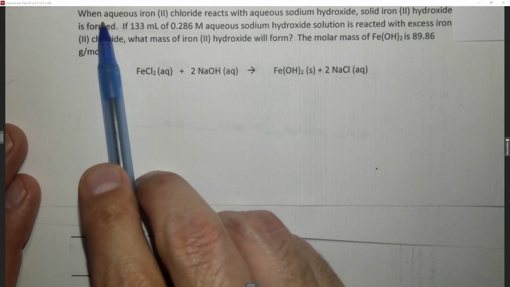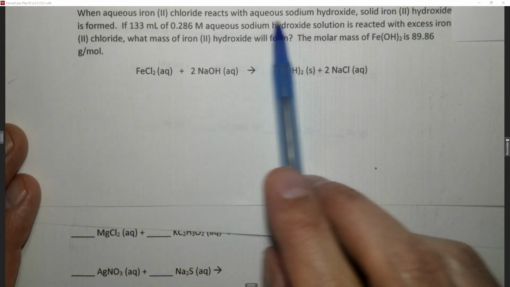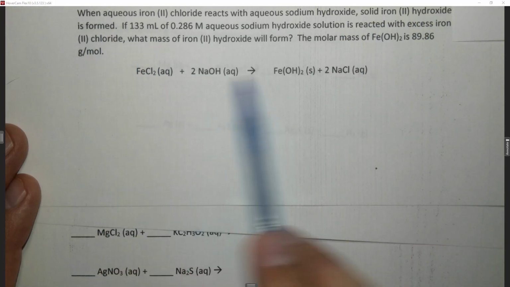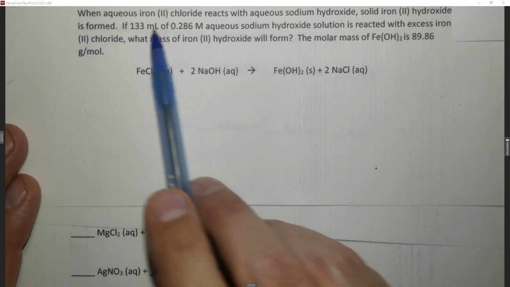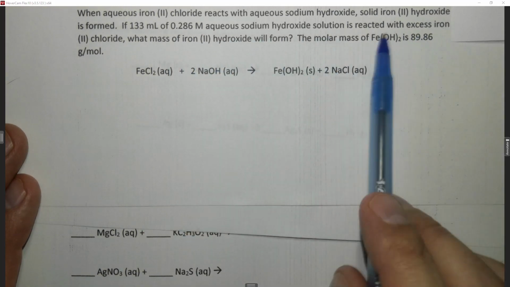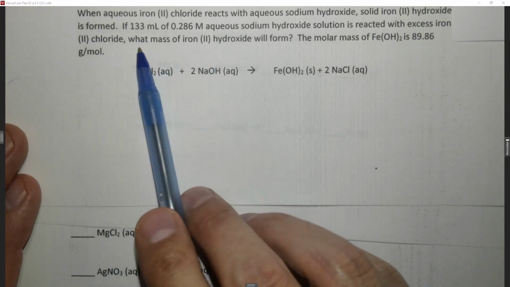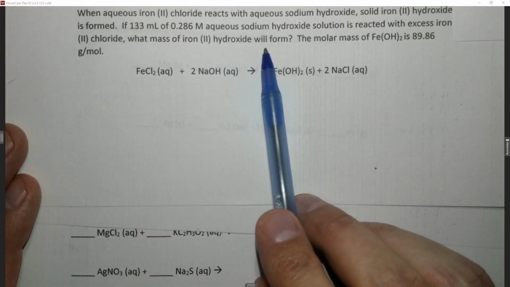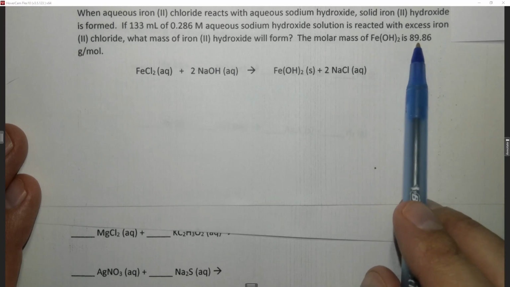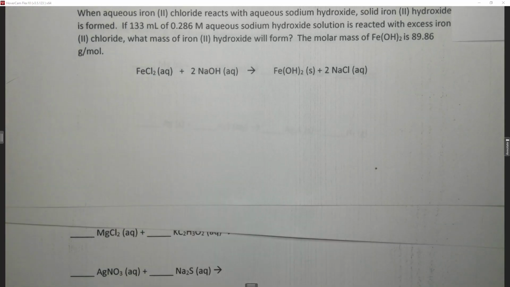The question says, when aqueous iron 2 chloride reacts with aqueous sodium hydroxide, solid iron 2 hydroxide is formed. And we have the reaction down here. If 133 milliliters of 0.286 molar aqueous sodium hydroxide solution is reacted with excess iron 2 chloride, what mass of iron 2 hydroxide will form? And it gives us the molar mass of iron 2 hydroxide as 89.86 grams per mole.